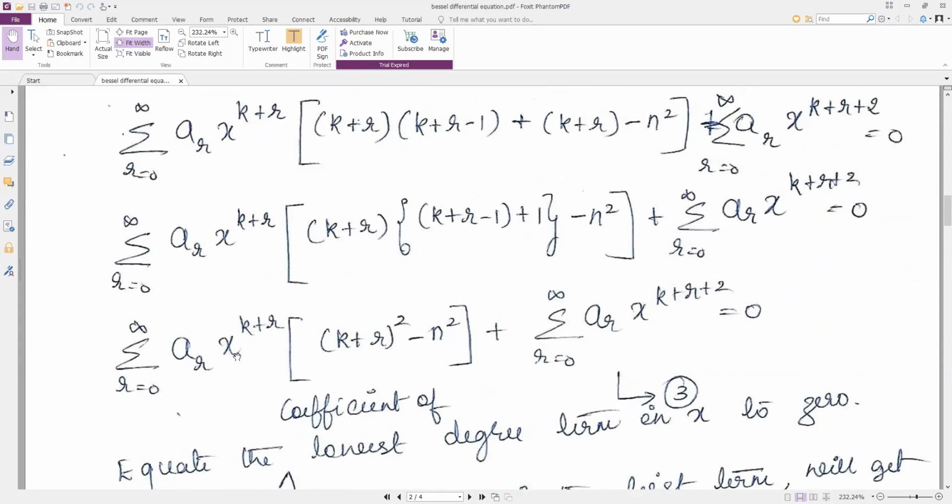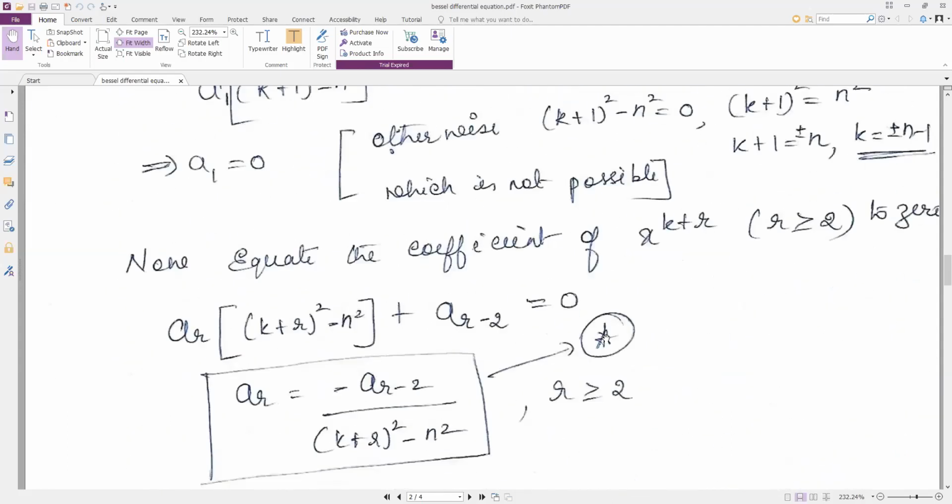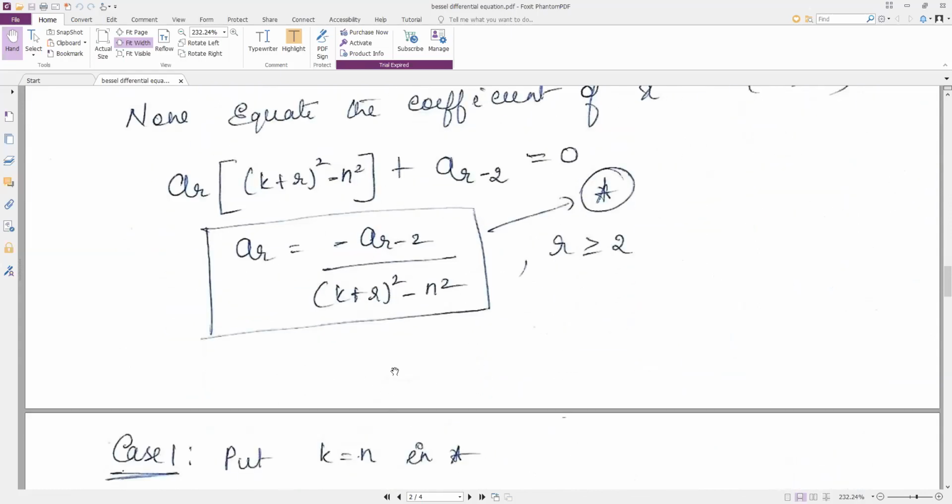So what is the coefficient of x to the power k plus r? It is a_r times (k+r) whole squared minus n squared. Here, in the second term, you need to put r as r minus 2, then only you will get x to the power k plus r, so it will be a_(r-2). We are equating these coefficients of x to the power k plus r to 0. Then what will be a_r? Take this to the other side: minus a_(r-2) divided by this. So this is our a_r.